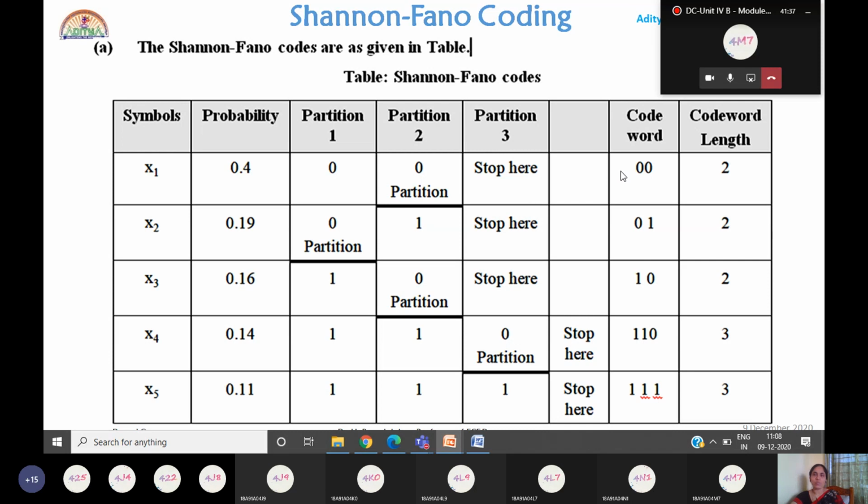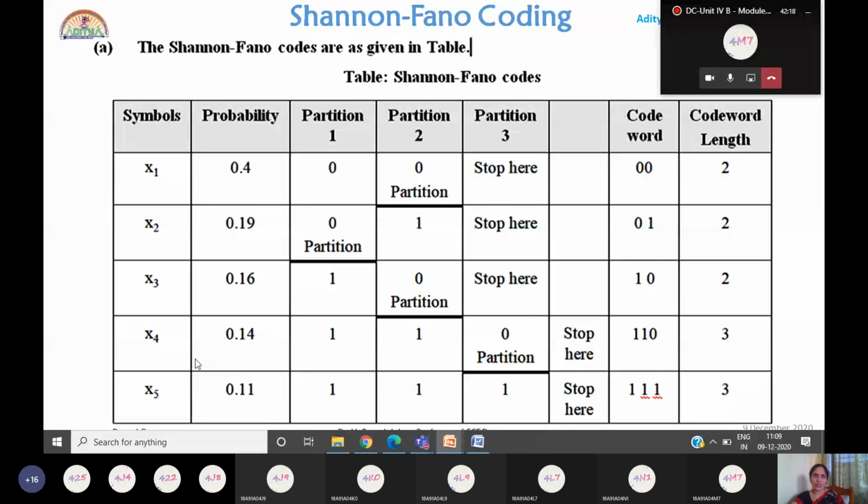Now after completion of this, please mention the code word. What is the code word? So code word represents the number of zeros or ones present in the particular symbol, okay, during the partitions. So if you observe x1, please follow this row 1. So you have 0 0. So that's why I have mentioned the code word as 0 0. Next x2, observe the same row. So 0 1 and stop here. So what is the code word for x2? 0 and 1. What is the code word for x3? 1 0. So ade mention chesanu ikkada.